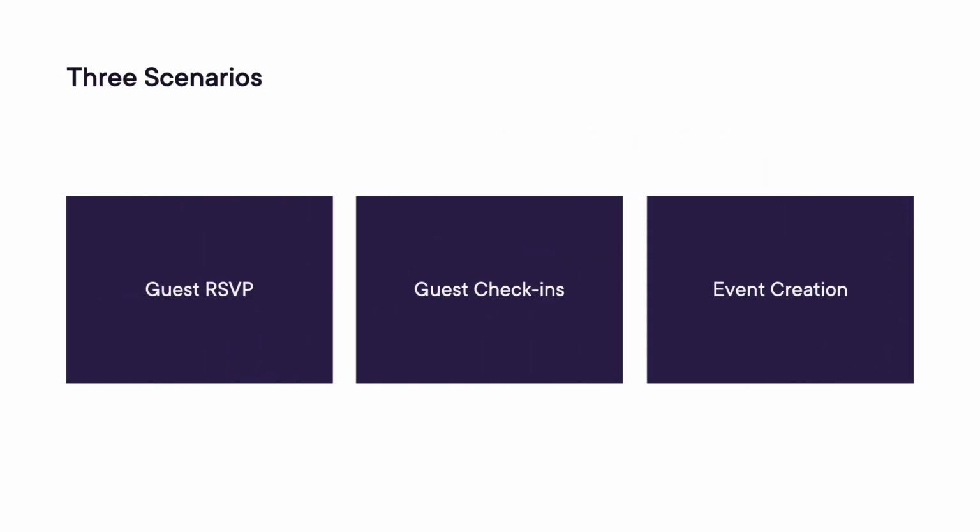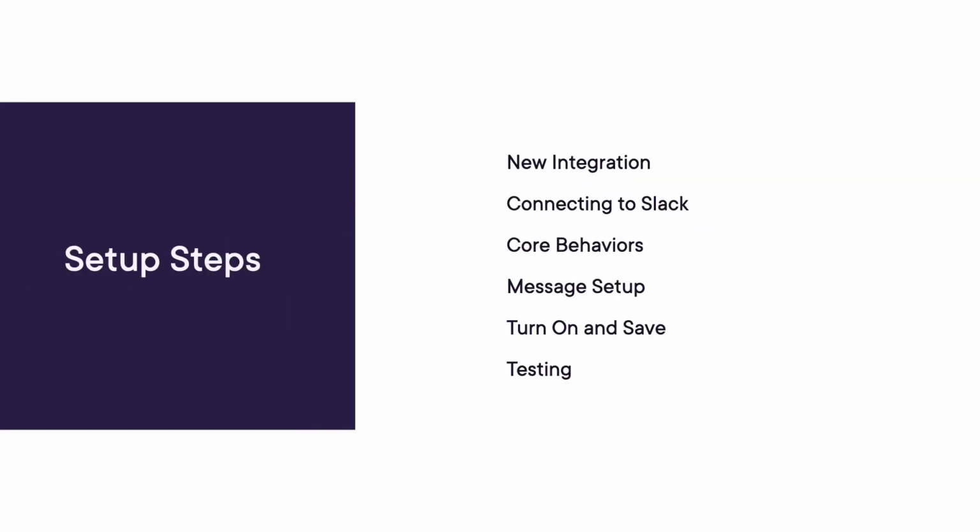Today, we'll be covering 3 scenarios: updates about guest RSVPs, guest check-ins, and event creations. Setting each of these up will have a few steps. First, creating a new integration. Second, connecting that integration to your Slack workspace. Third, configuring some core integration behaviors. Fourth, setting up the message you want to send. Fifth, activating your integration. And sixth, testing it to make sure it all worked the way you wanted.